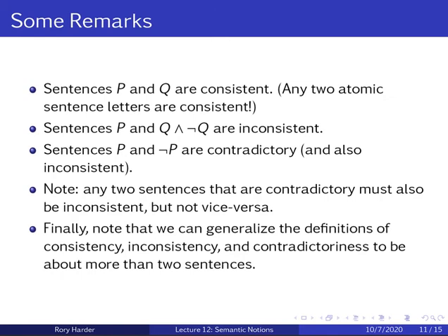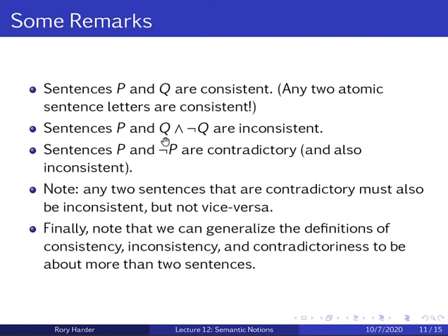Another remark is that sentences P on the one hand and Q and not Q on the other are actually inconsistent. Now this might seem weird because these two sentences, P on the one hand and Q and not Q on the other, don't seem to be related to each other. So how is it that they can be inconsistent or impossible to be both made true?